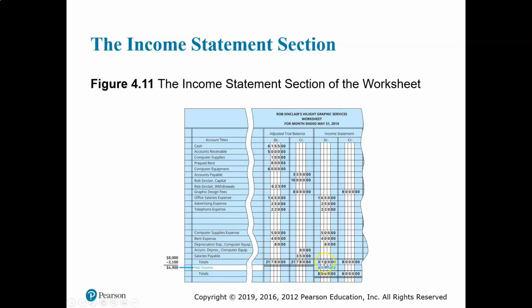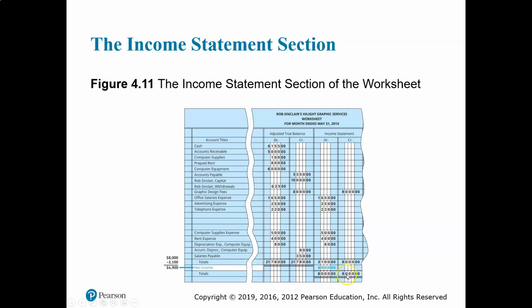Then you add up your columns. Now, your debits and your credits are not going to balance because you have revenue minus expenses. And revenue minus expenses on the income statement is your net income, right? So if we take our revenue of $8,000 minus our expenses of $3,100, we have a net income of $4,900 that we place in this next line. And you can see over here in the account titles, you have net income. Then your debits equal your credits.